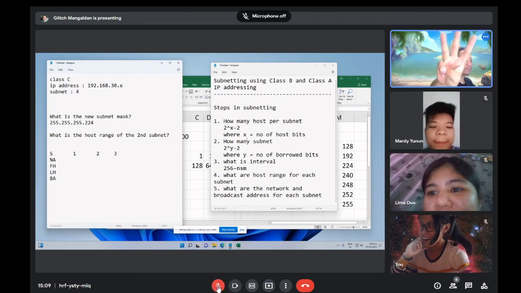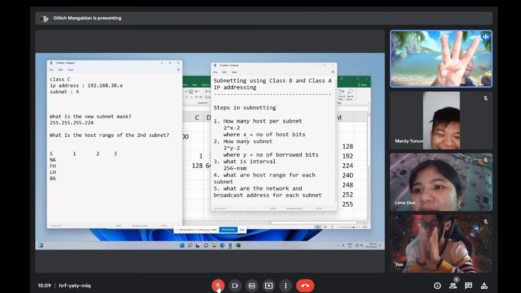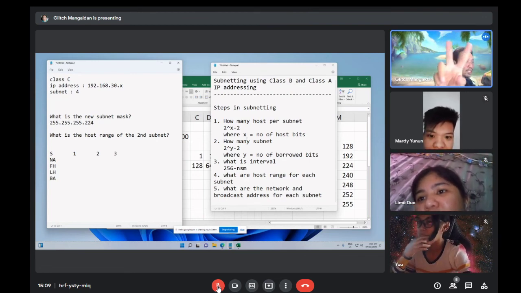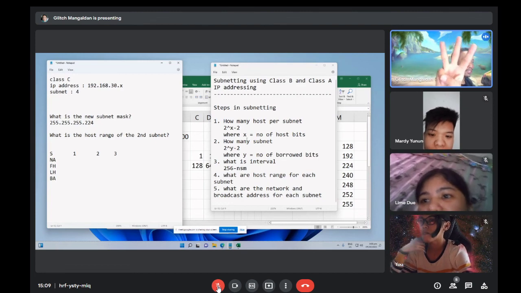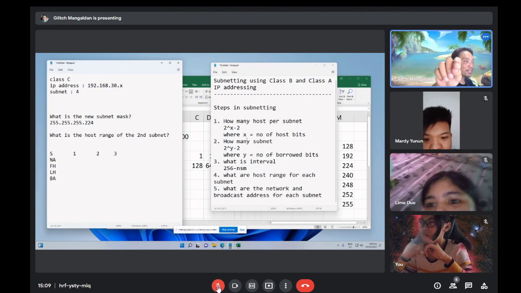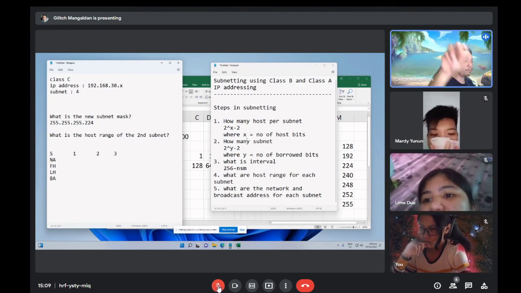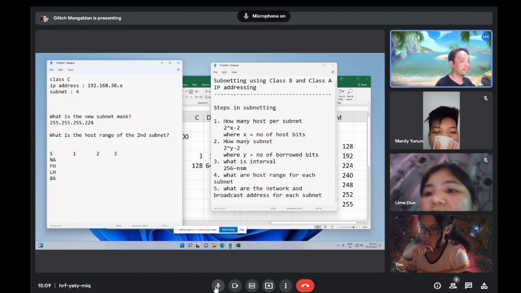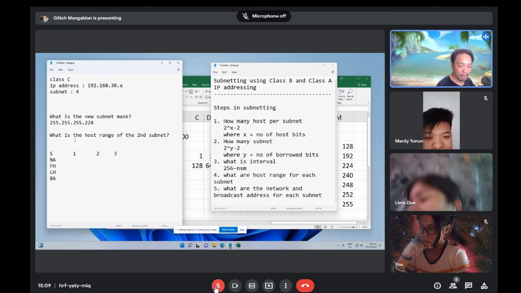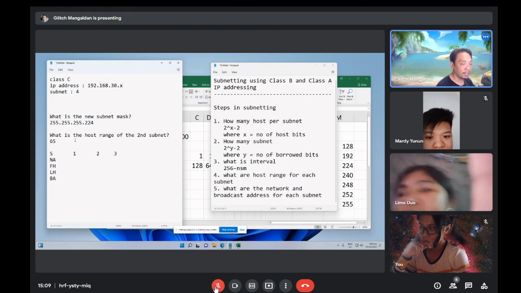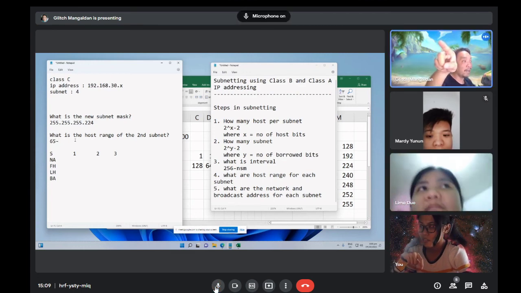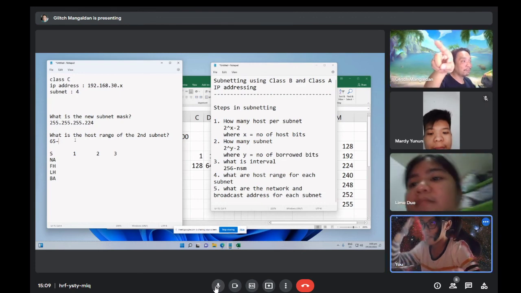Very good. Okay. So, para makuha natin yung first host, di ba, 32, 64, 96. Yung gitna natin is 64, di ba? Yung second subnet. So, 64 plus 1. 65. So, doon kayo mag-i-start. 65. Yan yung second subnet. Up to, yung third subnet is 96. Di ba? Tama? Minus 1.